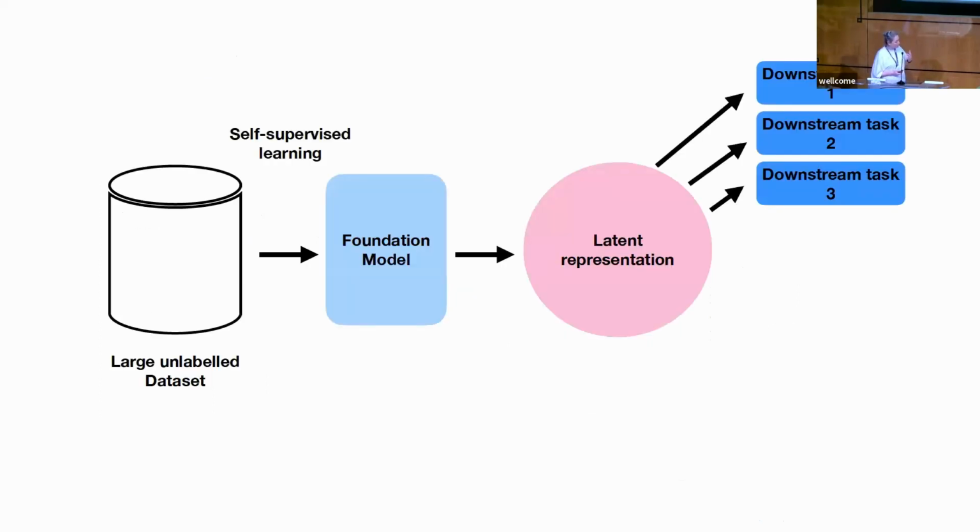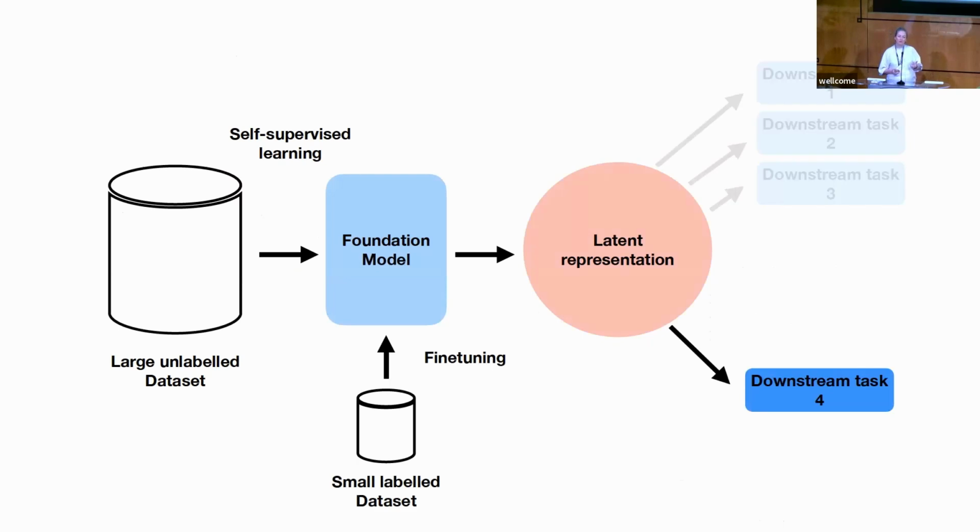So what we've been doing more recently is using these foundational representations. We use foundational representations built on self-supervised models, and we've been doing this for optical and radio astronomy, where we can then use the latent representation for multiple downstream tasks, or more importantly, we can fine-tune it on small volumes of labeled data, which we do have available for highly specific astrophysical questions.